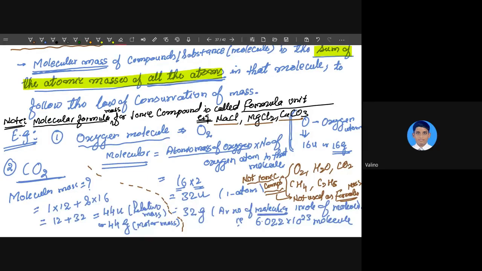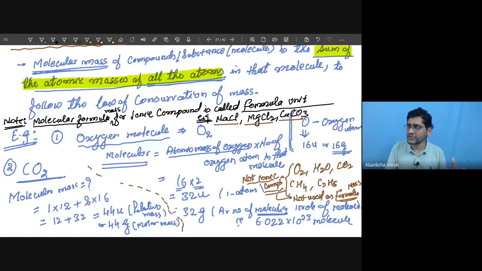Sir, can we use it for HCl? Yes, HCl is in the covalent category. Which one falls into which category, we will learn in class 10. There are two kinds of bonding. One is called the covalent bond, another is called the ionic bond.